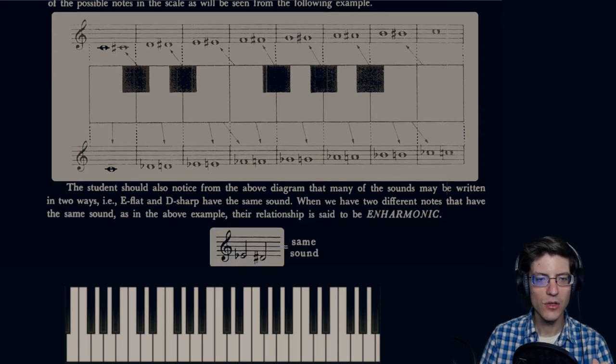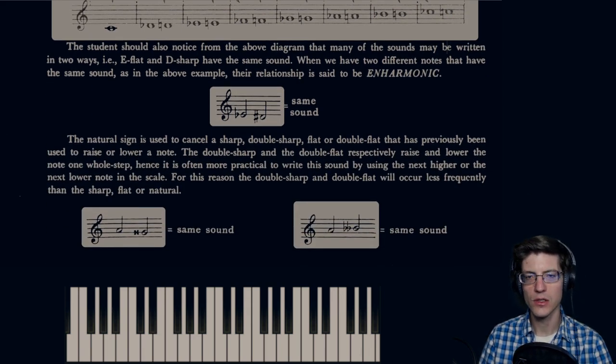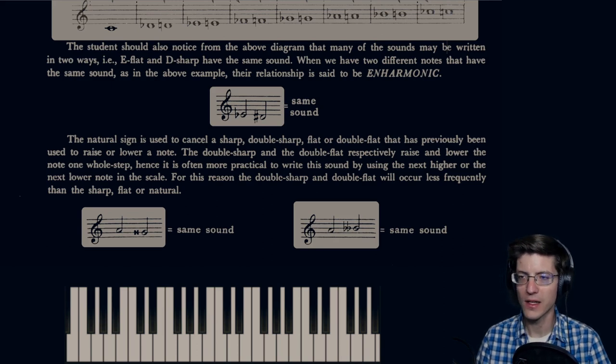There we go. The student should also note from the above diagram that many of the sounds may be written in two ways. As you see, that's what we were just talking about. When we have two different notes that have the same sound, as in the above example, their relationship is said to be enharmonic. Enharmonic, okay? So for instance, this note here could be enharmonically written as either D sharp or E flat. The natural sign is used to cancel a sharp, double sharp, flat, or double flat that has previously been used to raise or lower a note.